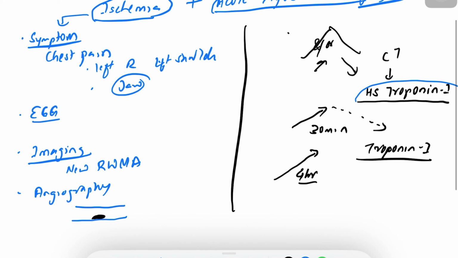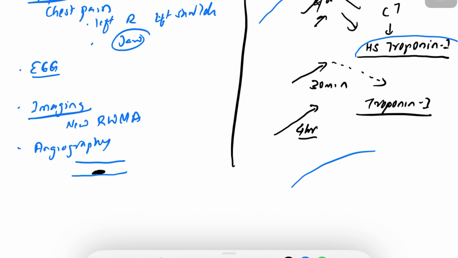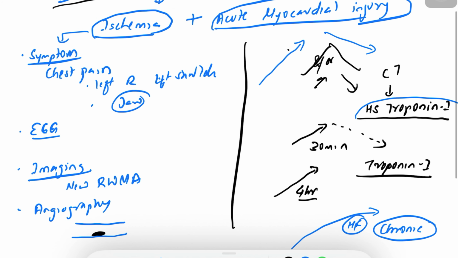Remember, I have said that in acute myocardial injury there should be an increase and fall in troponin. If there is a sustained increase in troponin, as in heart failure, or a chronic rise of troponin in chronic cases, then that is not the acute cause. In acute injury there is an increase and fall in the troponin.